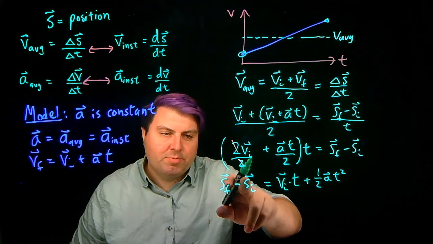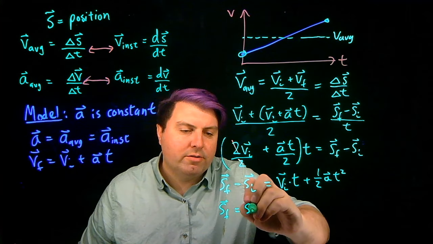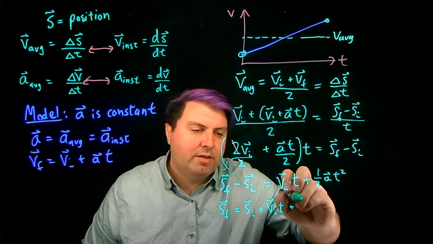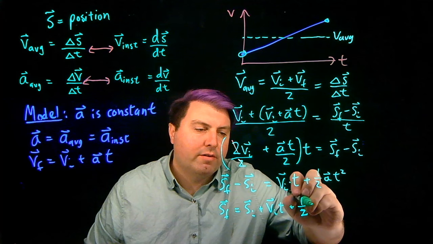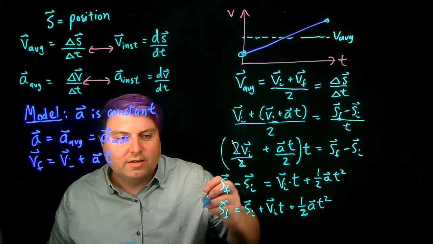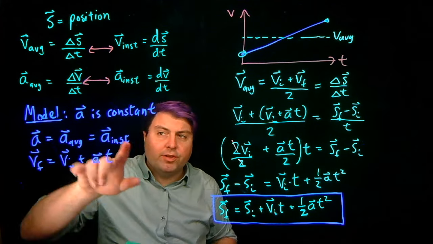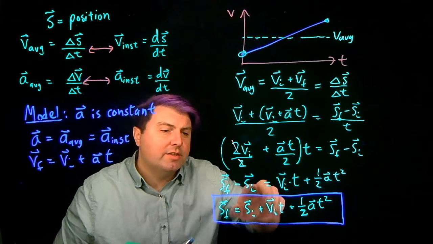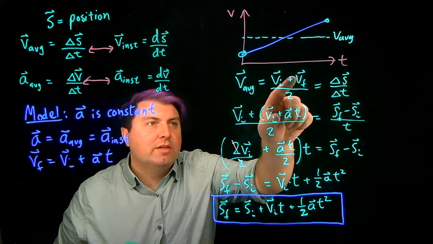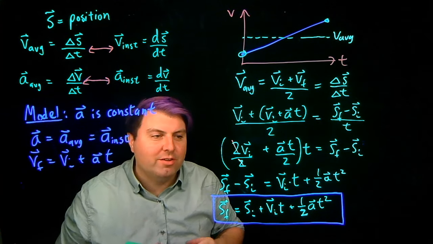So our last step is bringing this s sub i over, and we get s_f equals s_i plus V_i t plus 1/2 a t squared. And this is our second kinematic equation, right? This only works if our acceleration is constant, while our velocity versus time looks like this. We can use this relationship, then, as kinematic equation two, and we can use it to solve problems.